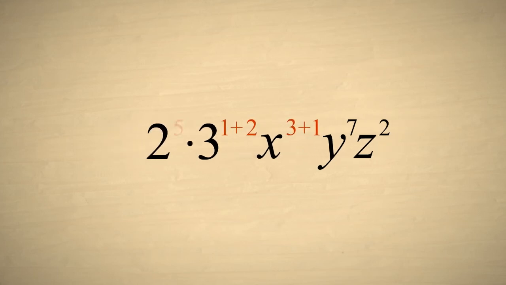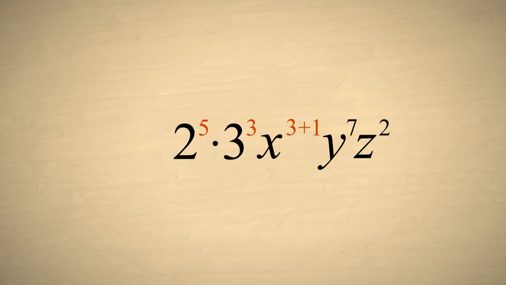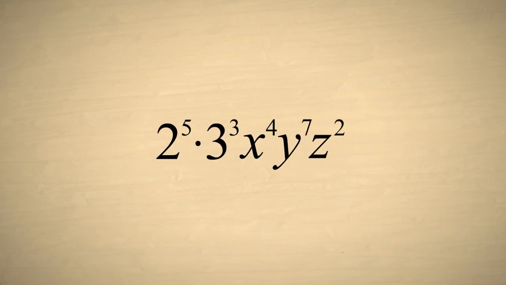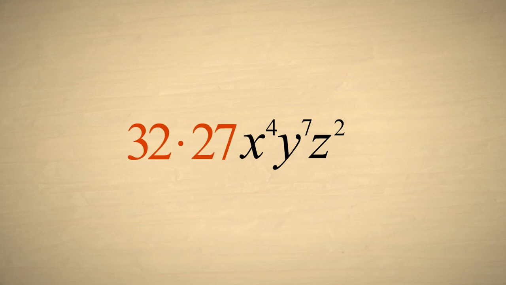This gives us 2 to the 5th times 3 cubed times x to the 4th times y to the 7th times z squared. If we like, the numeric terms may be kept separate, or we can simplify this a bit further by combining them into a single number. 2 to the 5th is 32, and 3 cubed is 27, and 32 times 27 is 864.